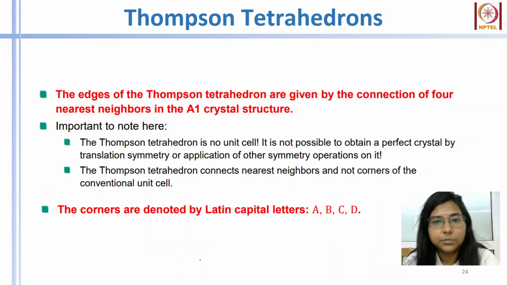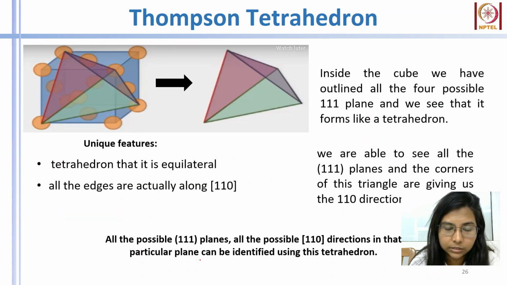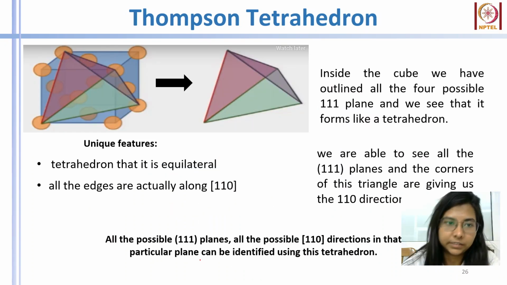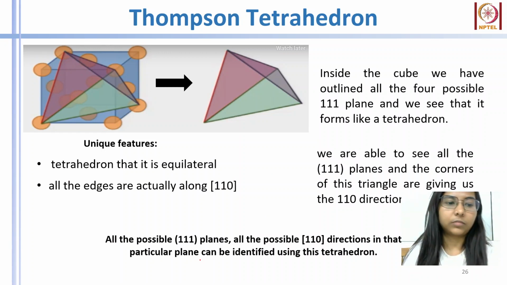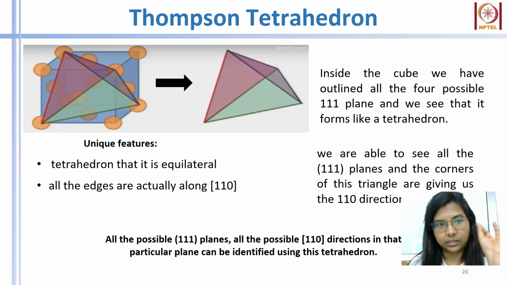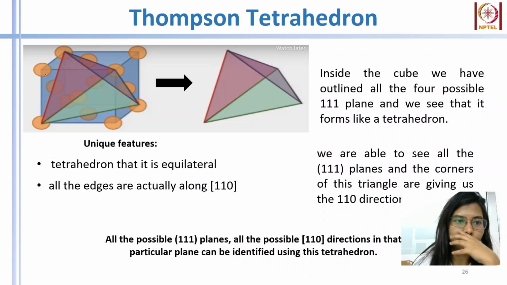So what is Thomson's tetrahedron? We will look at this slide and then come back to the earlier slide, and then it will be easier to understand. This is the face centered cubic cell, and this is my 1, 1, 1 plane, right? How many 1, 1, 1 planes are there? There are 4 1, 1, 1 planes. Inside this cube we have outlined all 4 possible 1, 1, 1 planes and we see that it forms a tetrahedron.